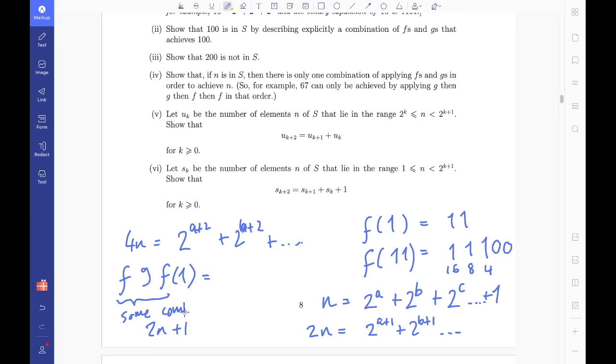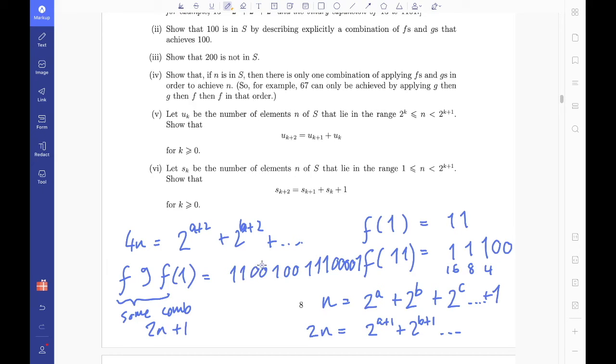Okay, that will give you some combination of 1s and 0s, but you can never get a single 0 on its own, and you can only have these sorts of strings. So if we wrote out the expansion of 200, I'm willing to bet that it would probably have a 0 on its own at some point, and that's another reason why you can't have 200 in S.